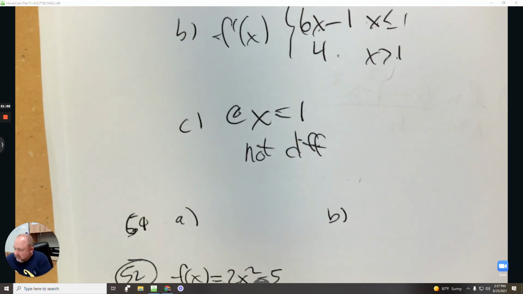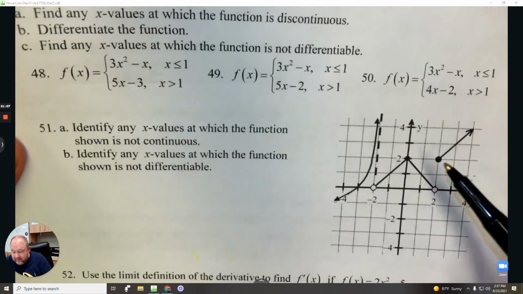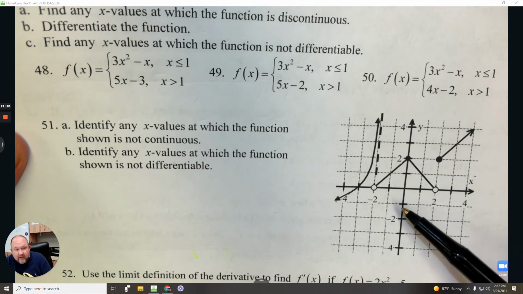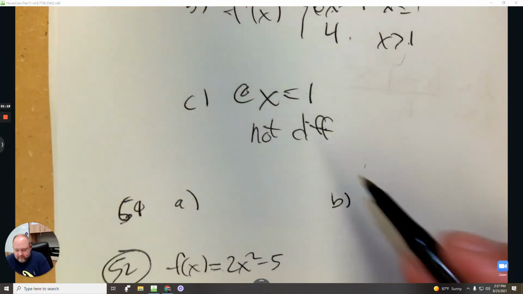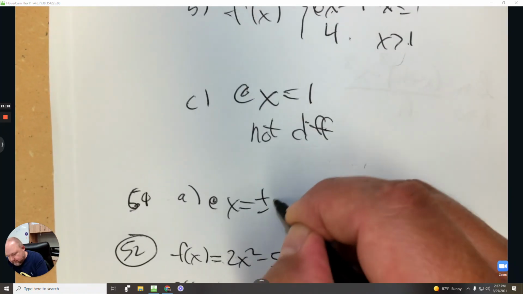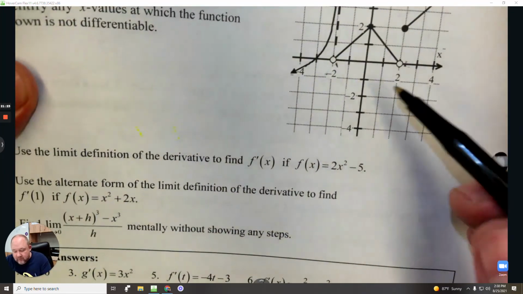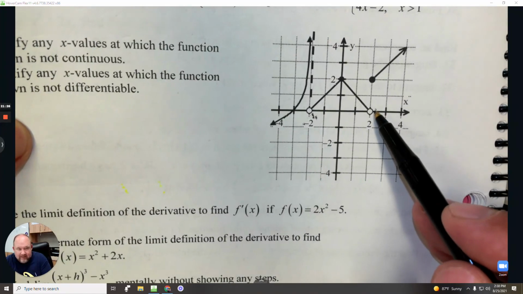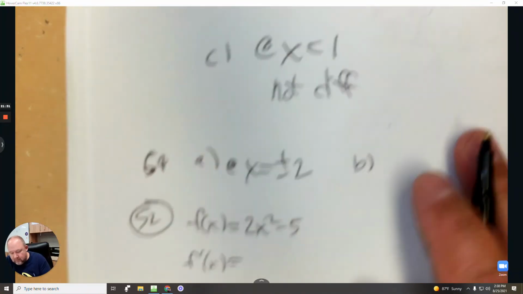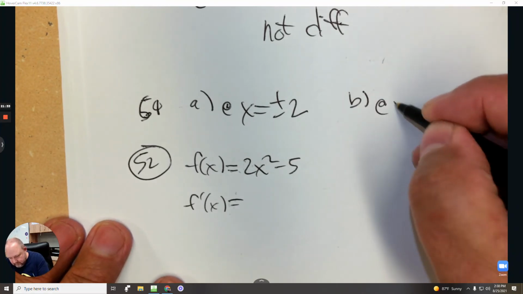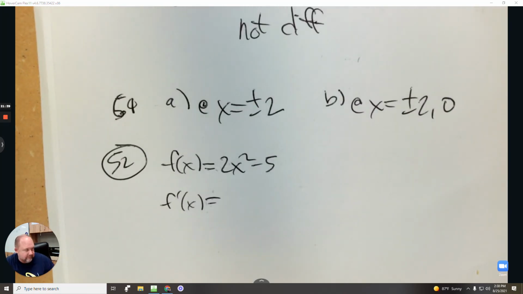51. Look off the graph. Where are the x values at which the function shown is not continuous? So it's not continuous at negative 2 and at positive 2. And then the next question is, where is it not differentiable? So at negative 2 and positive 2, you can't take the derivative, but also at 0, because there's a sharp corner or turn. So 0 is also included there because you can't take the derivative there.